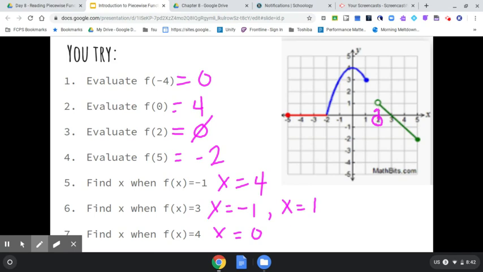I'm also going to focus on number 6. It asked me to find x when y equals 3. If I locate where y equals 3 is, notice I could go to the left or to the right to get x values that would match that y value of 3. So those x values are -1 and +1. So we get 2 solutions there. X equals -1 and x equals +1.